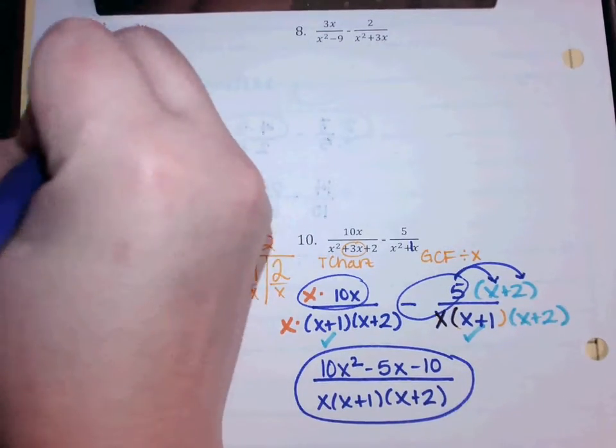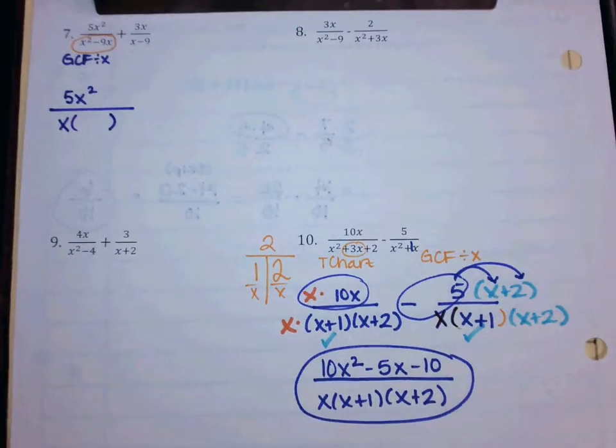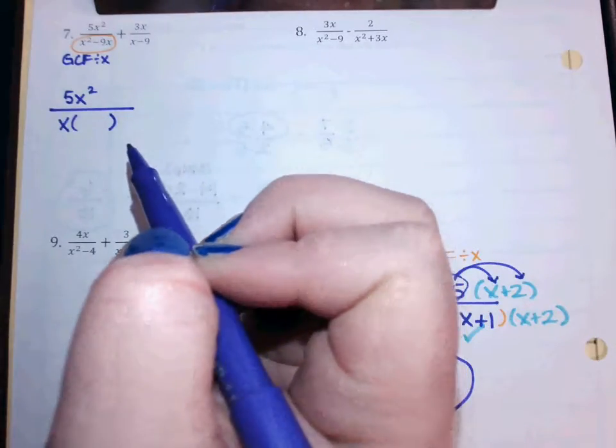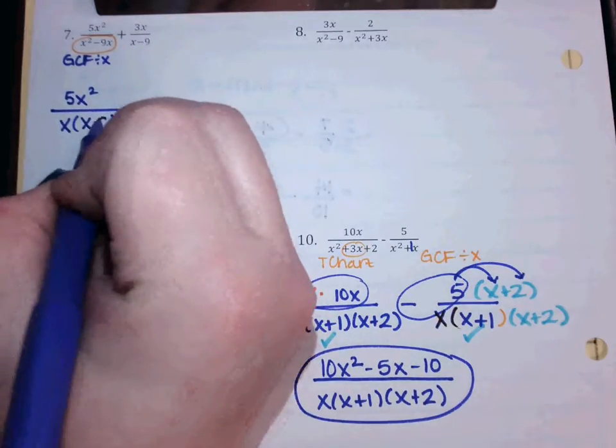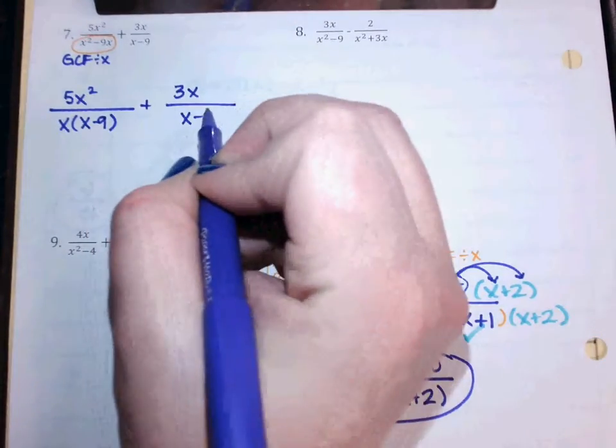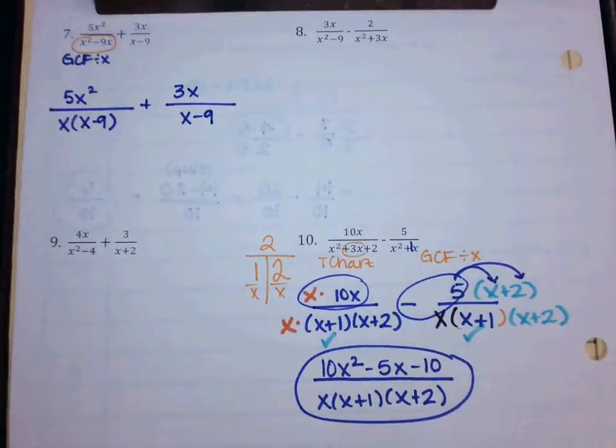My x comes out to the front. What's left over from the x squared minus 9x? X minus 9. Very good. Plus 3x over x minus 9. Okay, then you look at the bottoms to see what do they already have in common, what do I have to fix. Okay, they both have the x minus 9, what do I need for them to match?